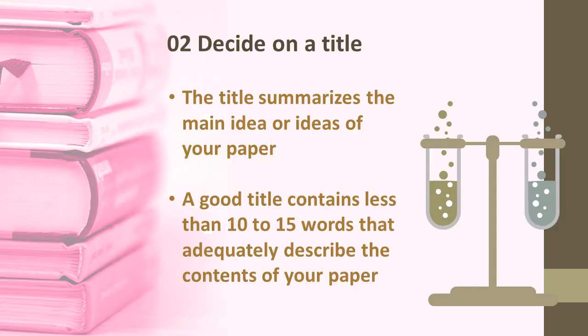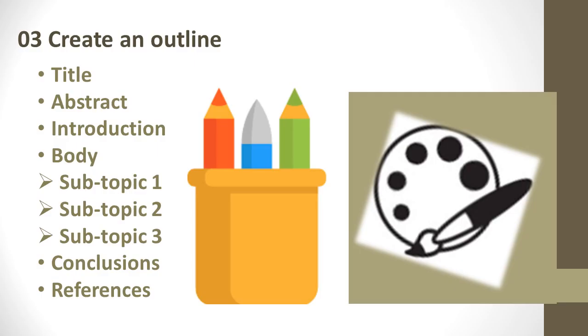Step 2. Decide on a title. The title summarizes the main idea or ideas of a paper. A good title should contain less than 10 to 15 words that adequately describe the contents of the paper. Step 3. Create an outline. A typical outline of a review paper is shown here. It looks similar to that of a research paper, except that the body of a review paper covers the literature review only.